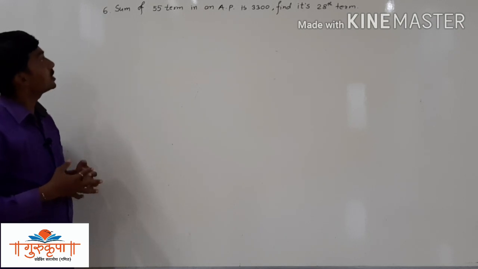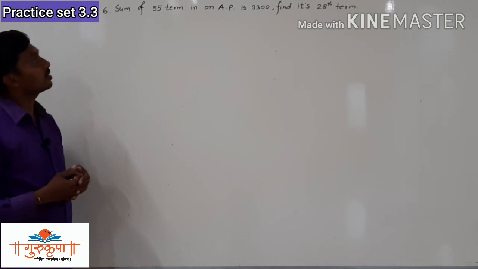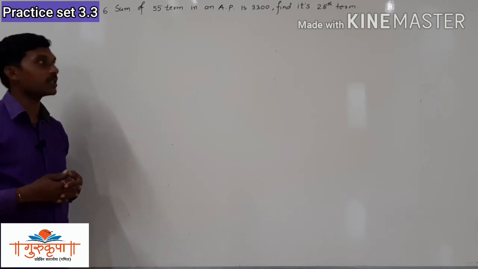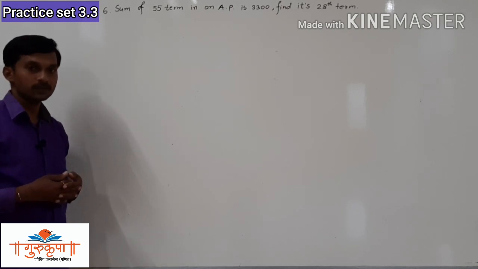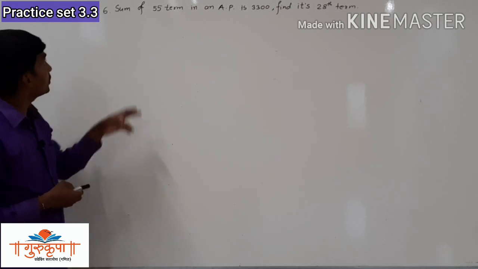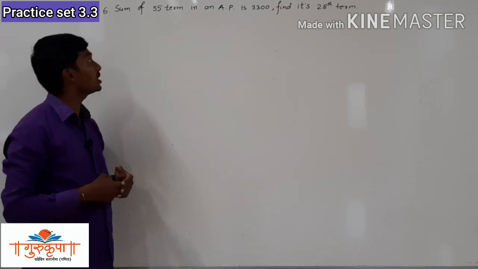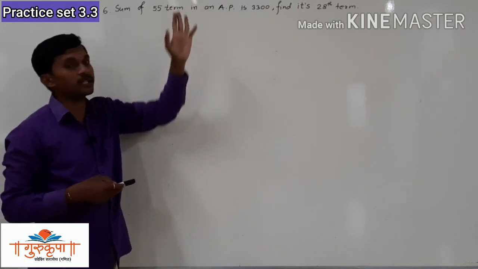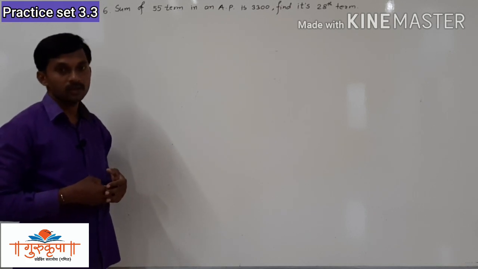The question is: the sum of 55 terms in an AP is 3300. Find its 28th term. In this question, we are given the sum of 55 terms of an AP, that is S55, and it is given as 3300. Then find its 28th term.